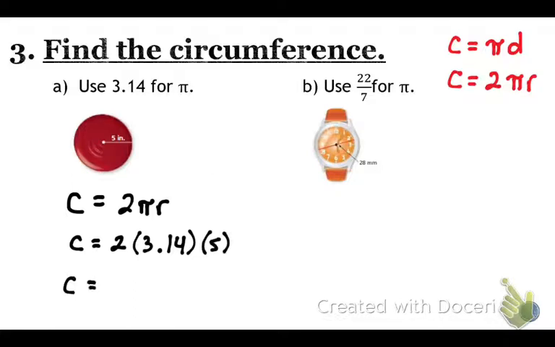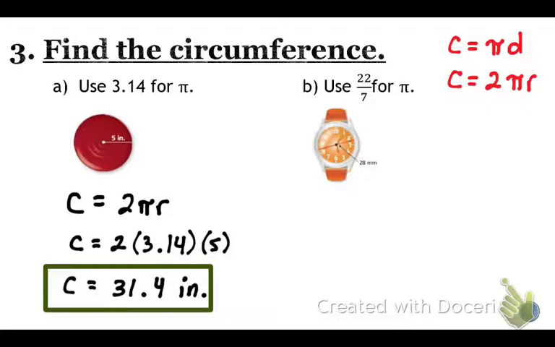Now, in order to find the circumference, remember, once again, we're finding the distance around this circle. All you have to do is multiply them all together. When you do that, Reagan, what'd you get? 31.4. 31.4, and then give me units. Inches. 31.4 inches is correct.